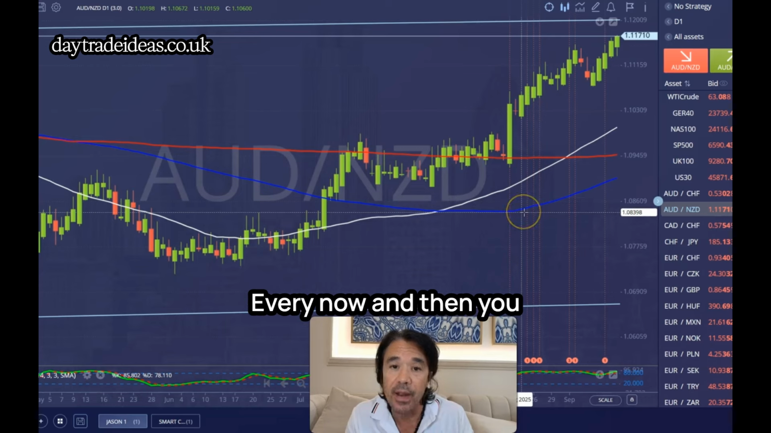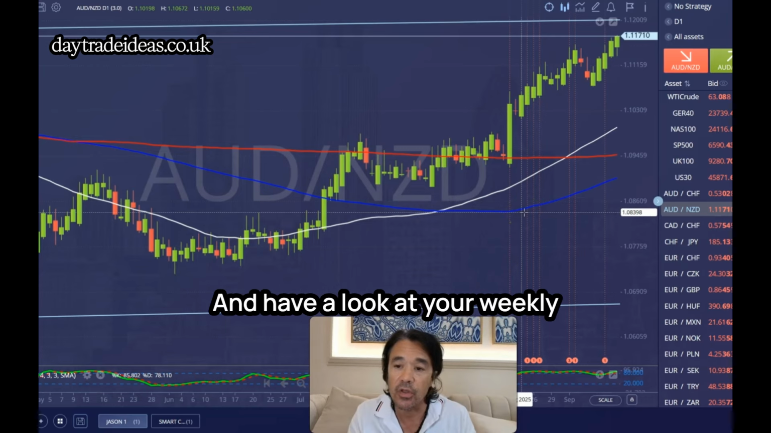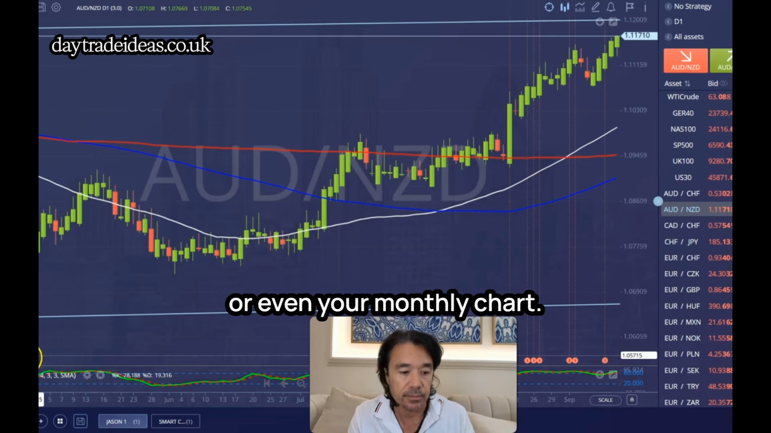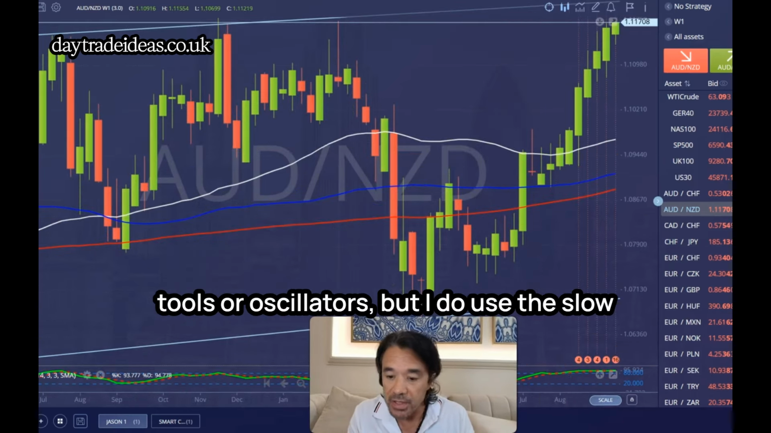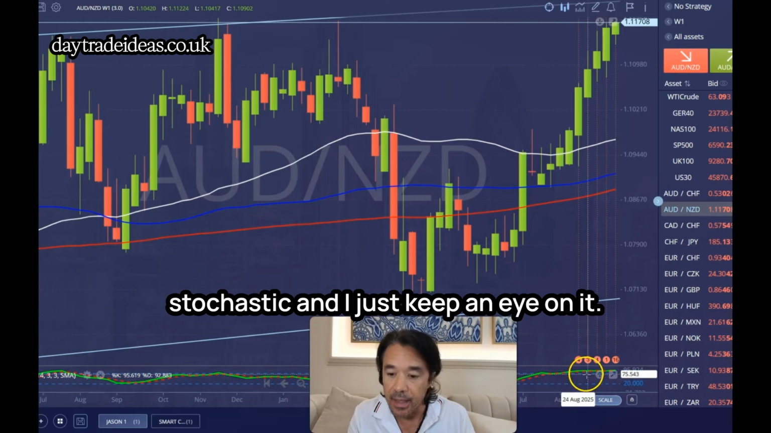So just be aware, every now and then you do need to zoom out and have a look at your weekly or even your monthly chart. I'm not one for littering my page with tools or oscillators, but I do use the slow stochastic, and I just keep an eye on it.